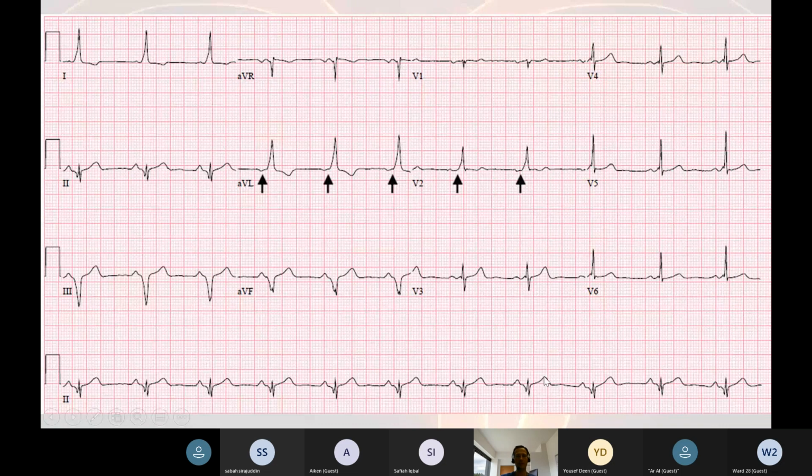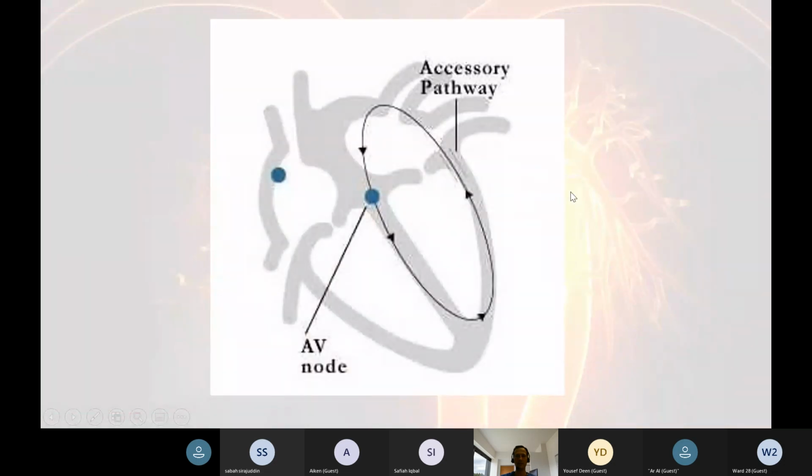That's just an example of another delta wave. This is a less extreme example. It's not obviously left bundle branch block, but here you've got fusion of conduction through an accessory pathway merging with conduction through the AV node. And again, you can work out where that accessory pathway might be.